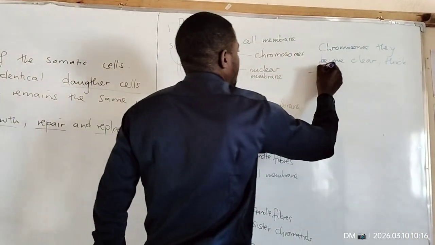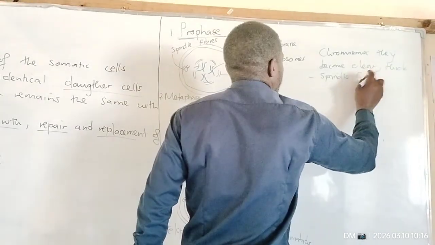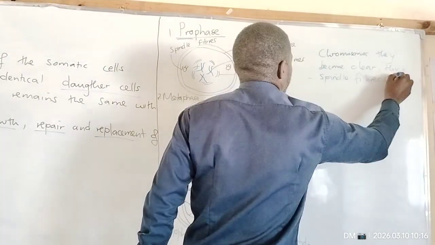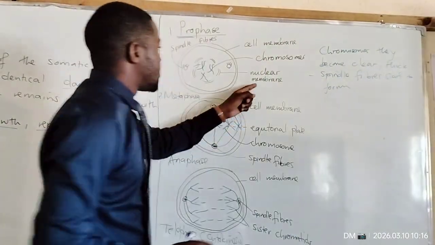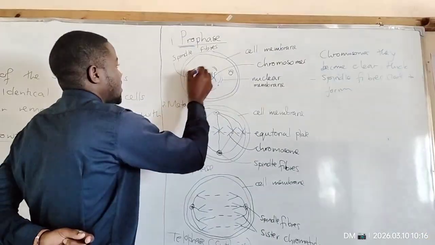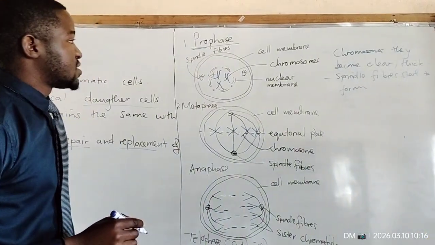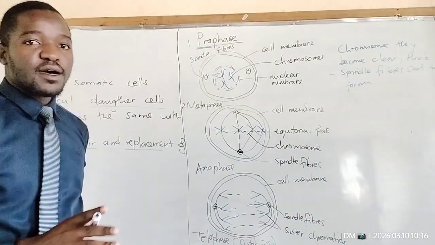The other thing that happens in prophase, the spindle fibers start to form. The nuclear membrane starts to disintegrate. As you can see, there are now spaces here. The nuclear membrane starts to disintegrate. So those are the major processes that take place in prophase.